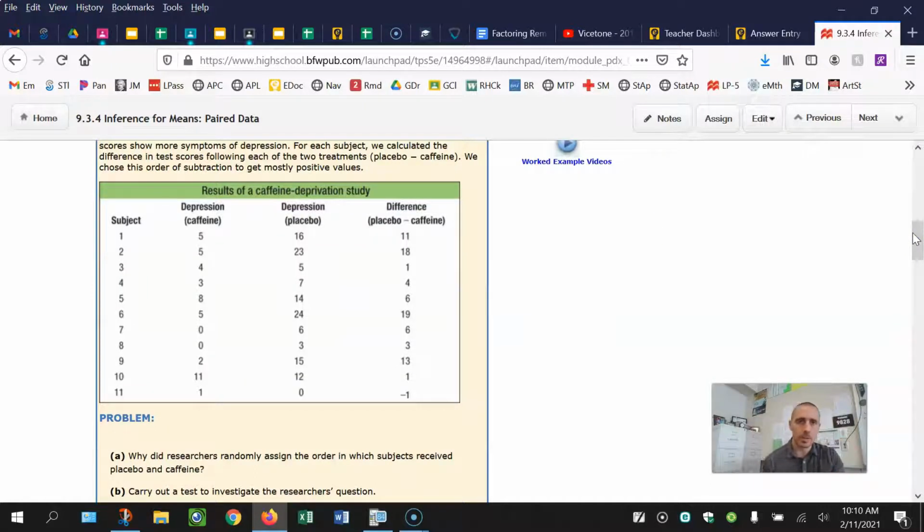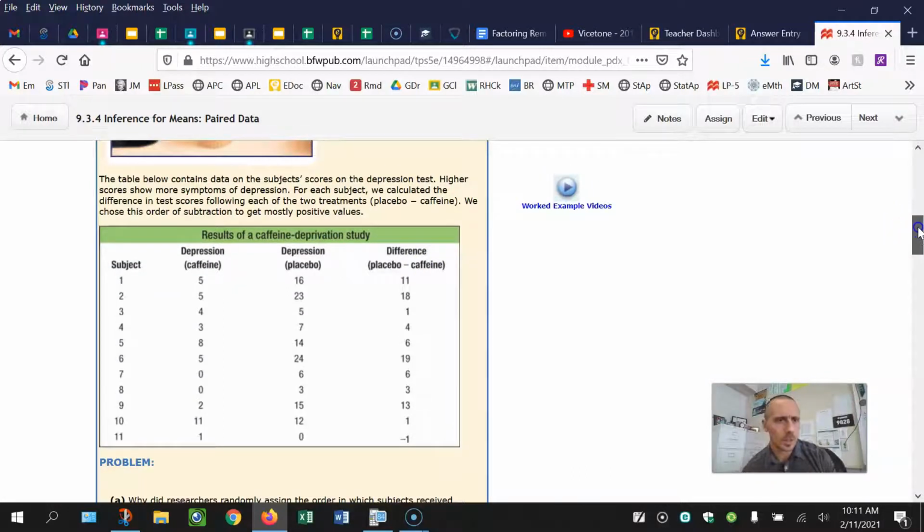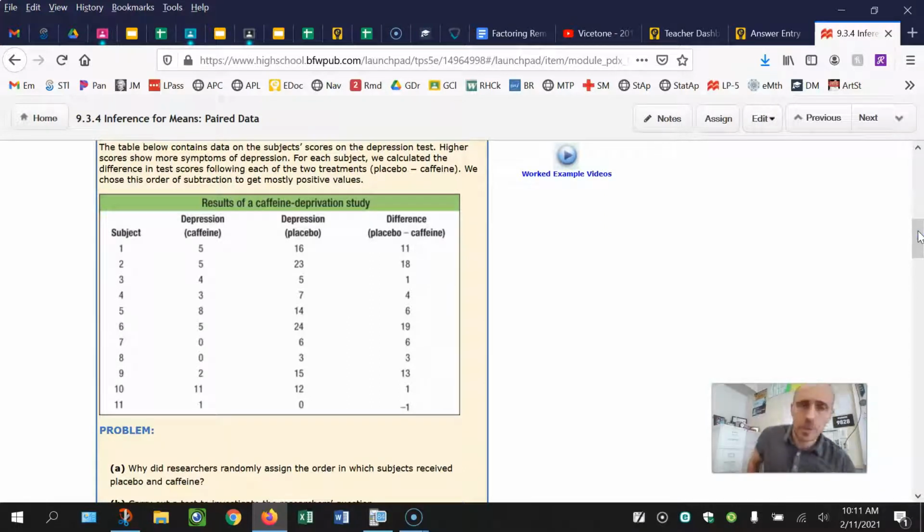Each subject took both the placebo and the caffeine pill, and we looked at the difference in their depression score. The higher score showed more symptoms of depression, I believe. Yes. Okay, so it's paired. Each person is getting both treatments, and then we look at the difference for each. You have positive and negative differences. They're taking the placebo minus the caffeine. So 0 minus 1, that's why that's -1.